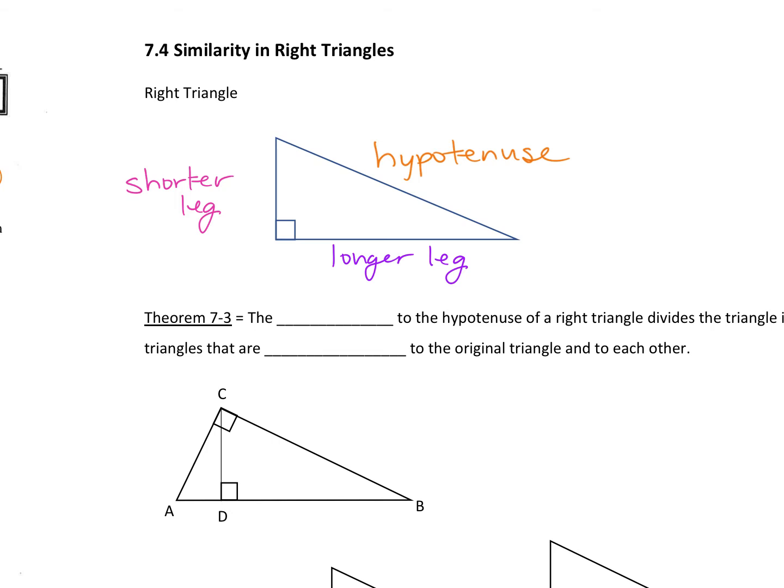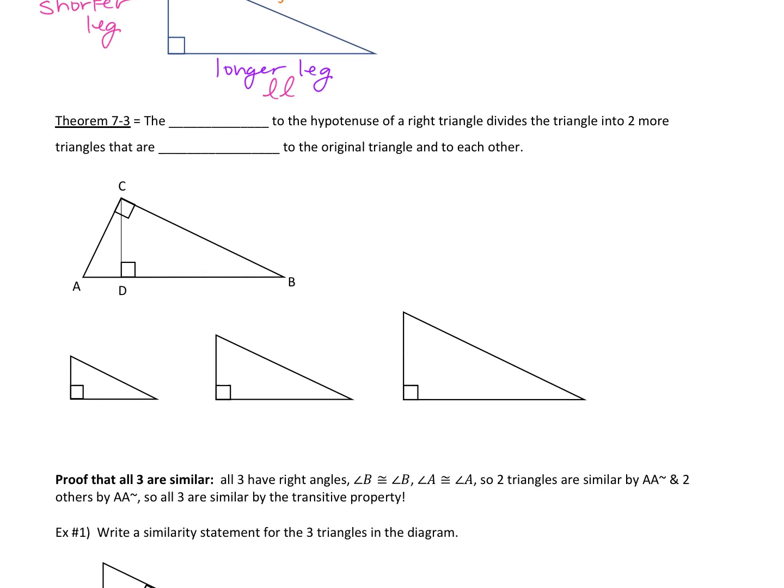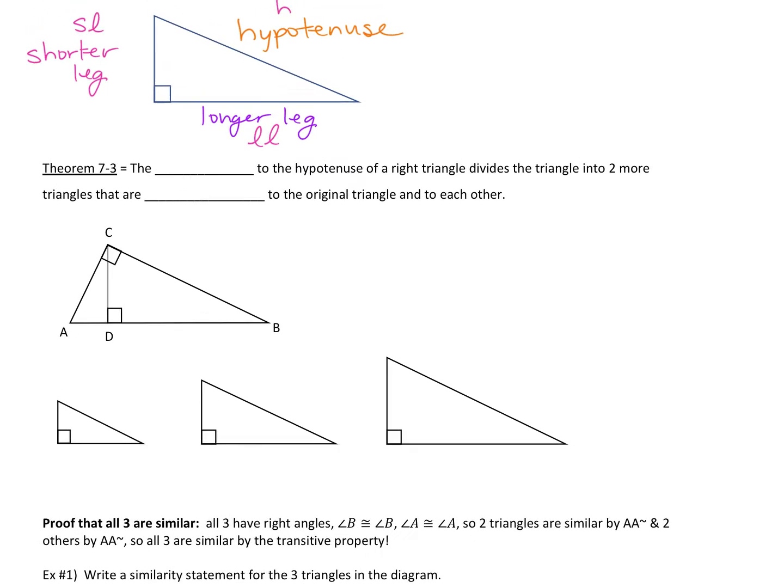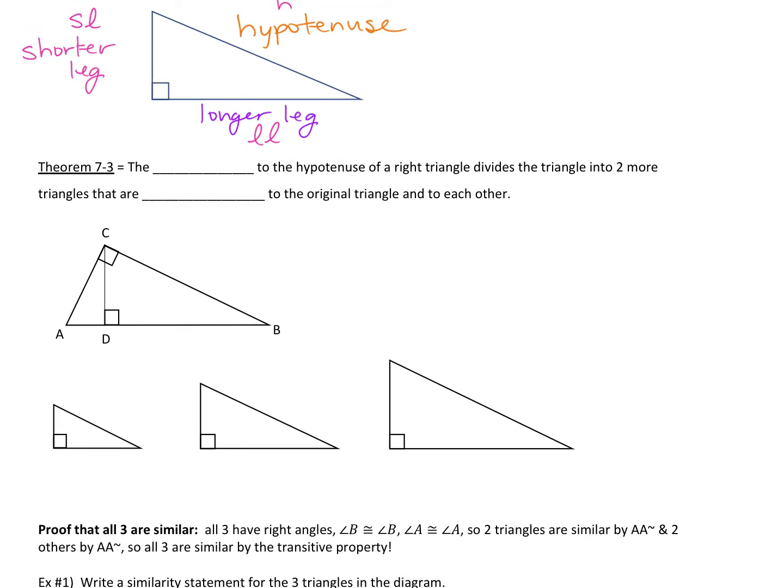Now, sometimes I will do SL for shorter leg, LL for longer leg, and just H for hypotenuse. So if you see those, that's what I'm referring to. All right, so theorem 7.3. Here's what it says. It says the altitude, do you remember what an altitude is?